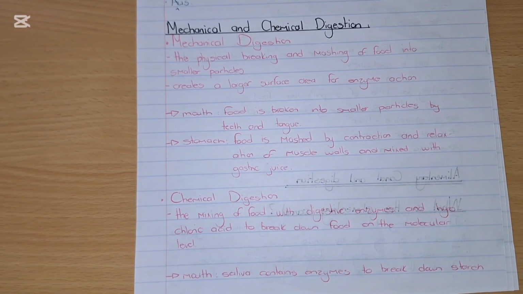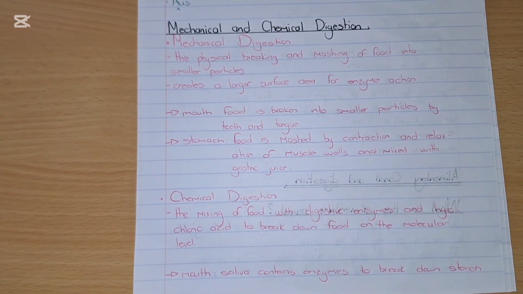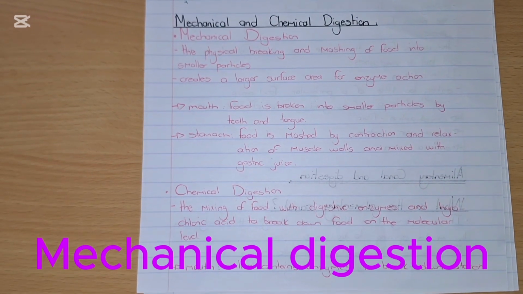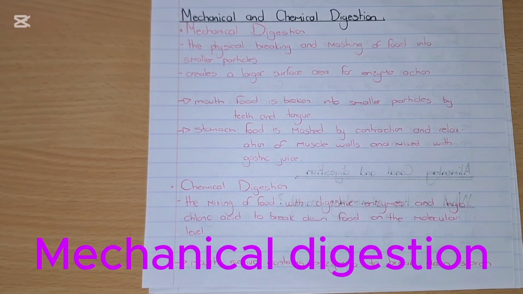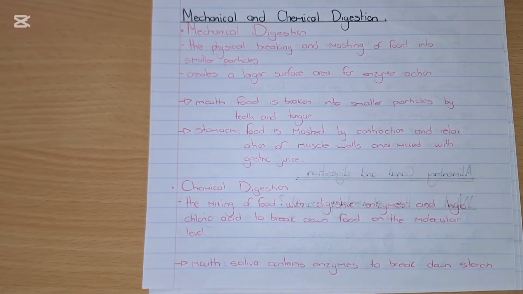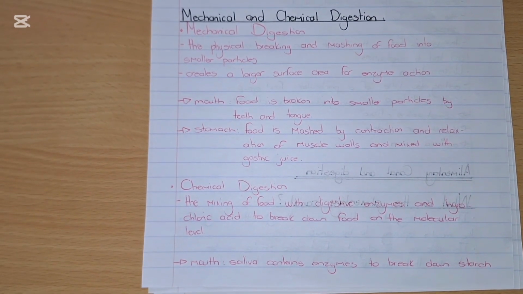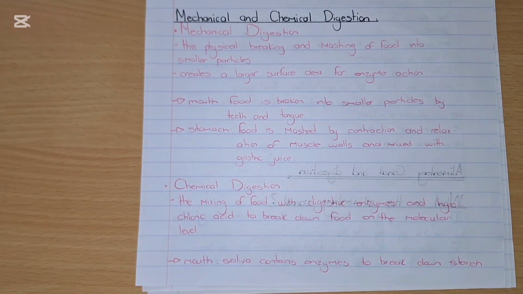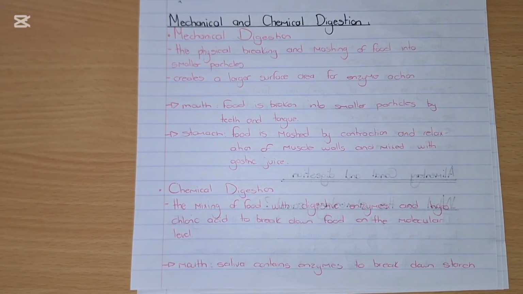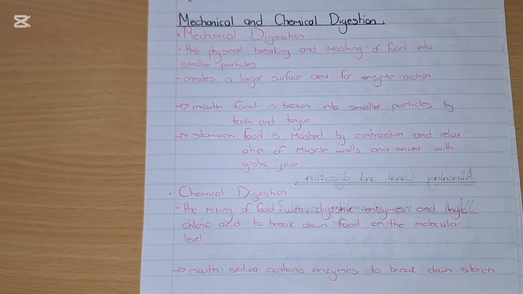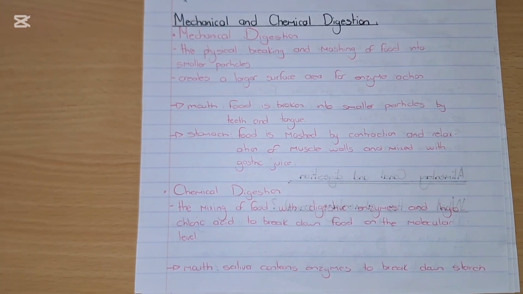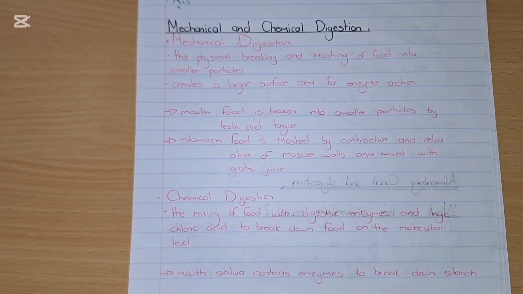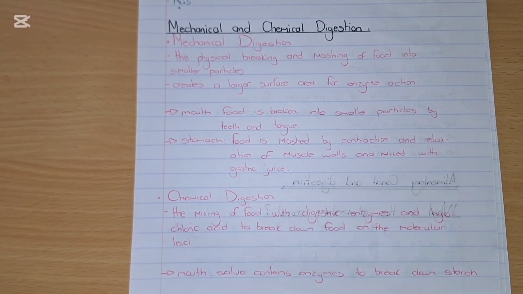Then we have 2 types of digestion, which are mechanical and chemical. So the first one is mechanical digestion, and that refers to the physical breaking down and mashing of food into smaller particles. And this creates a larger surface area for enzyme action. So this occurs in the mouth, where food is broken into smaller particles by teeth and tongue. So obviously, let's say you're eating a burger, you're going to bite it, you're going to chew it, all that, that's what happens in the mouth.